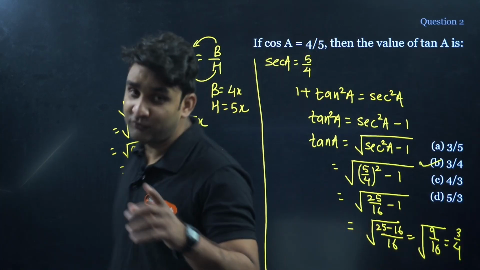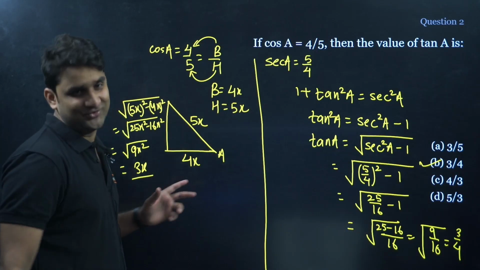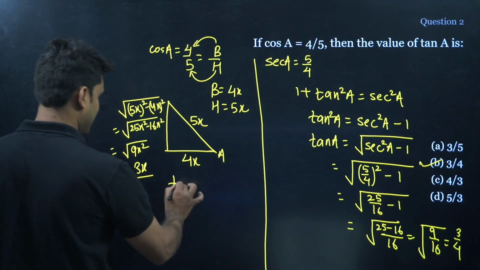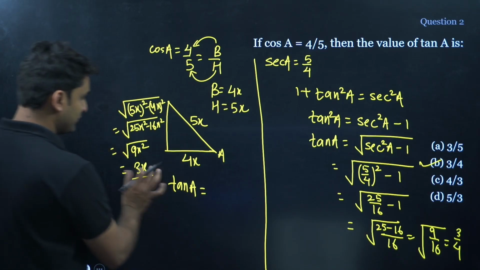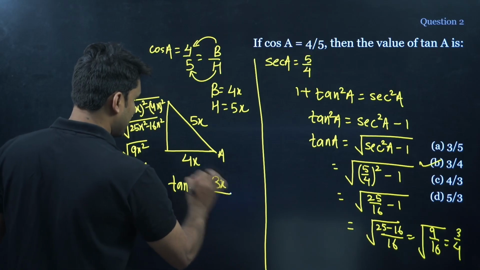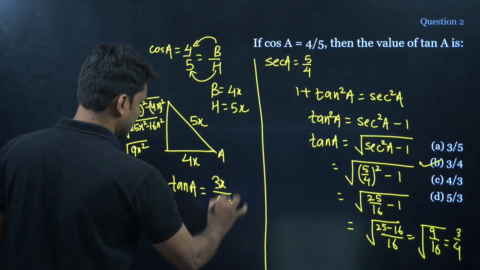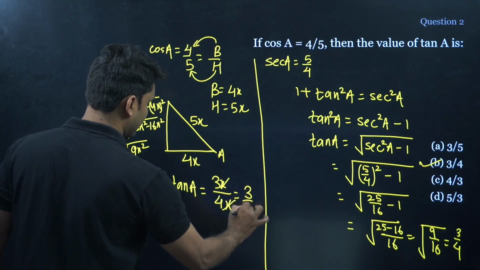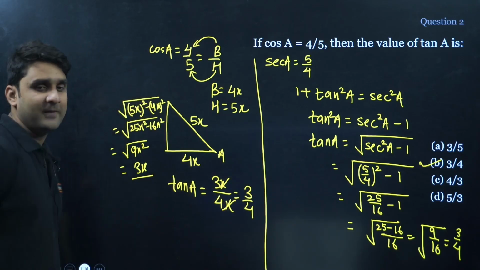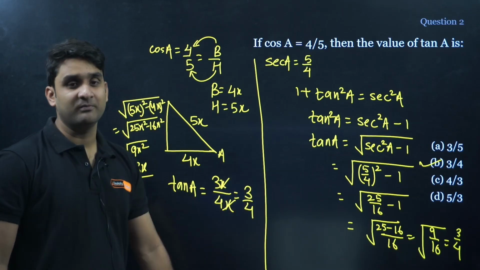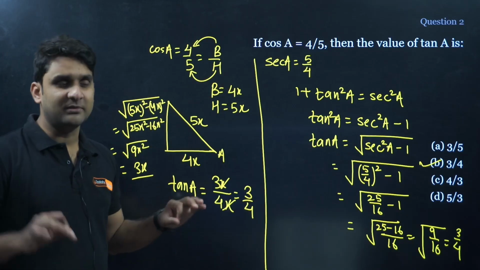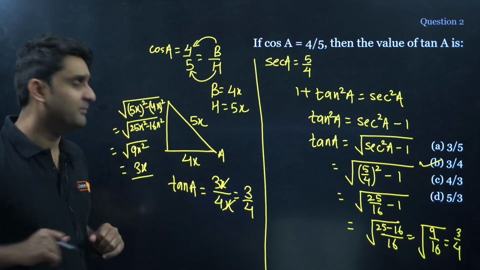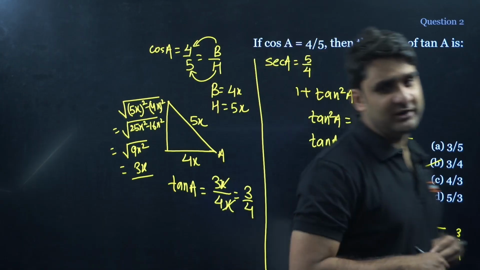Now what are we looking for? We are looking for tan A. So now we can write tan A is equal to perpendicular by base. So we have perpendicular 3x and we have base 4x. x cancels, 3 by 4 is the correct answer. Look at the result. Both results are the same. So either you use this formula or this formula, it doesn't matter. The result will remain the same. I hope this is clear to you all.